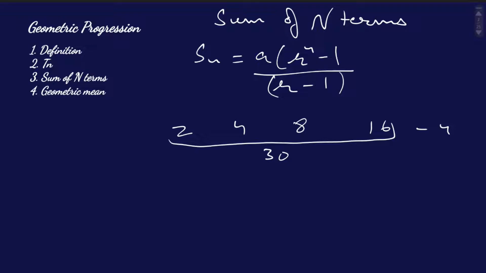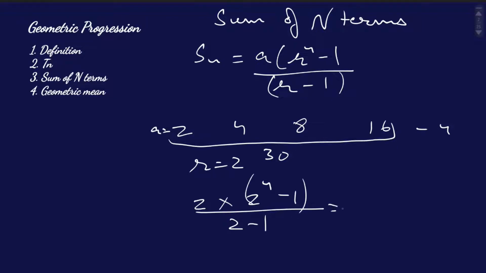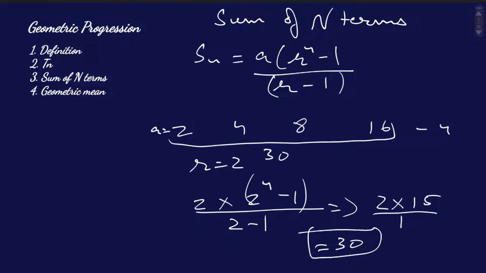So to find out the sum by using this formula, we have to just place the values. So a is 2, r is again 2, that is we are multiplying every term by 2. So if we place 2 in place of a, and r is also 2, so 2 to the power 4 minus 1, upon 2 minus 1, this becomes 2 into 16 minus 1, which is 15, upon 1, which would be equal to 30, and this is what we got while finding the sum manually.